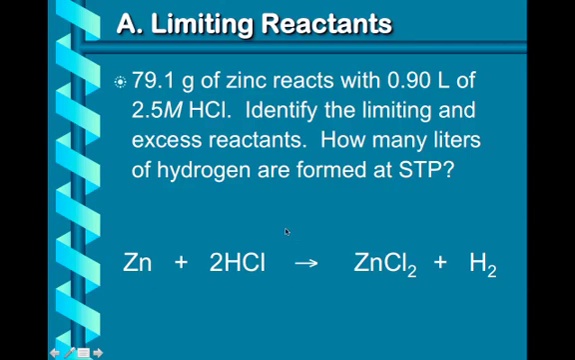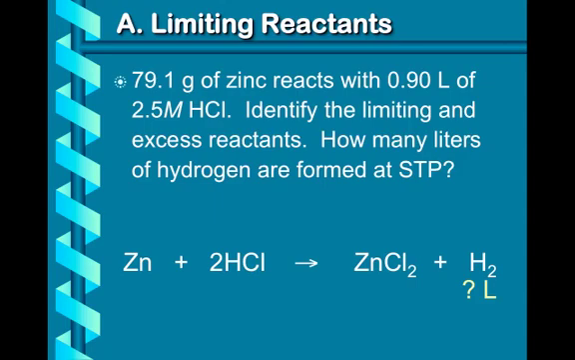The second thing we must do is identify the limiting and excess reactants. Well, that means we have to solve for both the reactants. So we're going to have to solve for zinc, determine how much product can be produced, and determine how much product can be produced from hydrochloric acid. Our unknown is liters of hydrogen.